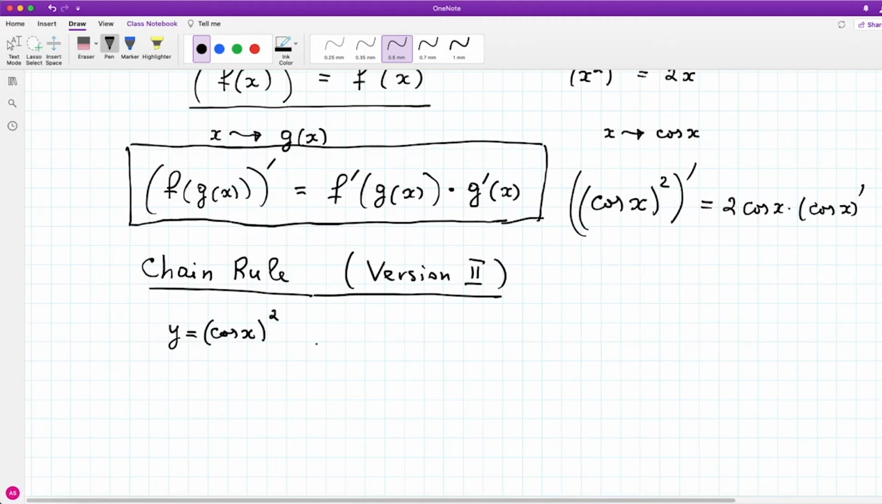And we're going to introduce another variable, t, and we're going to set t equal to cosine of x. So if we do that, then y becomes equal to t squared. Now really what we accomplished here is the exact same thing as earlier. What we're saying is that y equals t squared, but t is equal to cosine x.